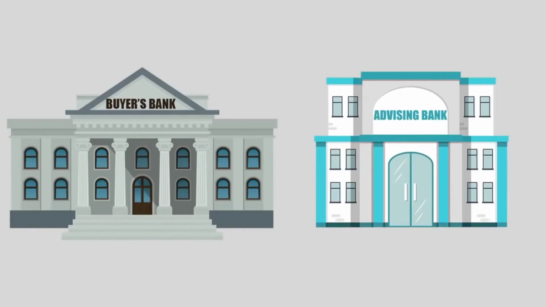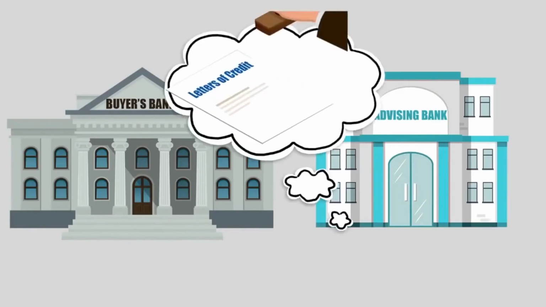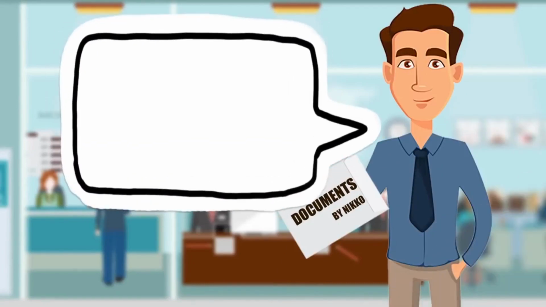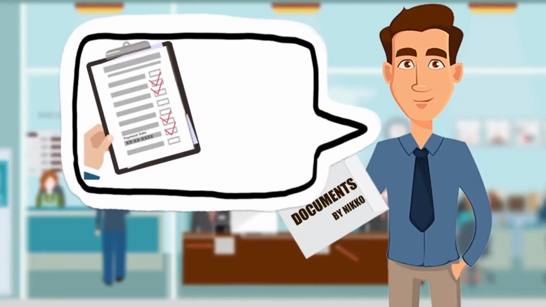Confirmed letter of credit. This provides additional security for the seller. Here, another bank other than the issuing bank adds its guarantee. If the buyer's bank fails to make payment, this confirming bank will guarantee payment. Usance letter of credit. Here payment is released at a later date and not immediately on receipt of documents.